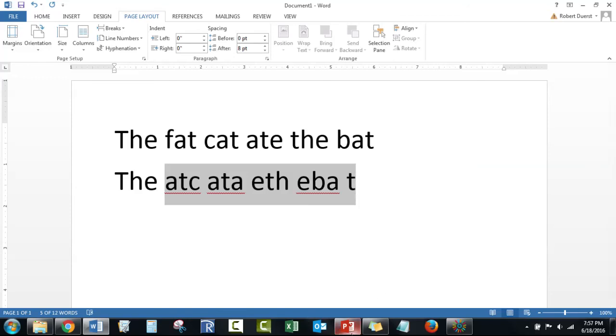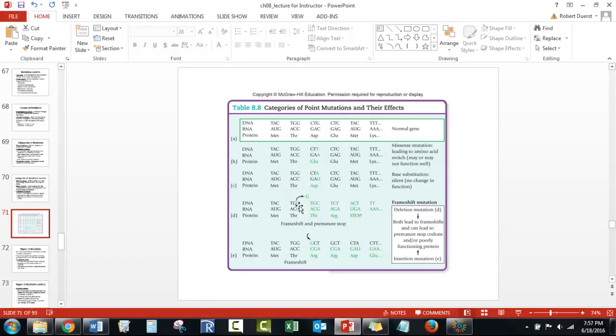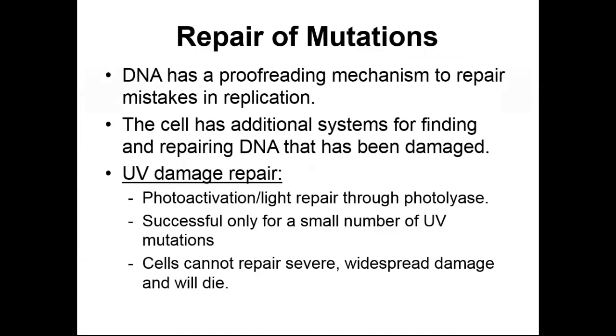We go back to the PowerPoint here. So frame shift mutations can be catastrophic, just like they were to that terrible sentence I just had. A frame shift mutation can be catastrophic to the downstream codons and the subsequent amino acids that make it into the protein. Oh, back to full screen. Here we go.